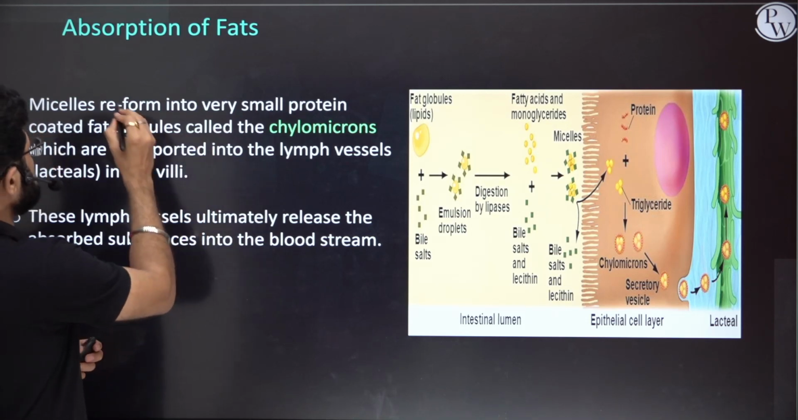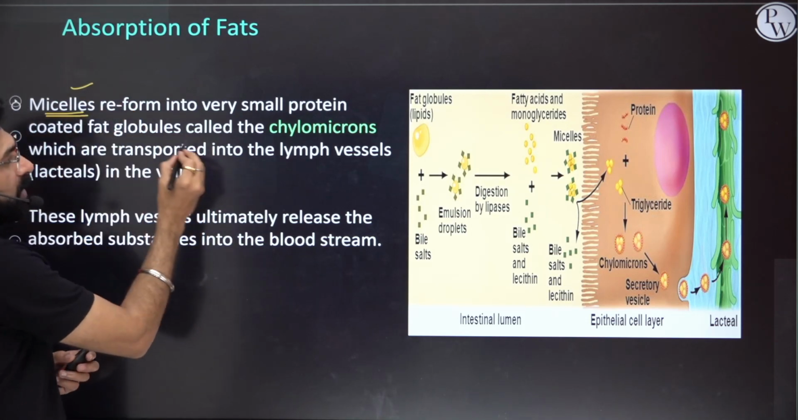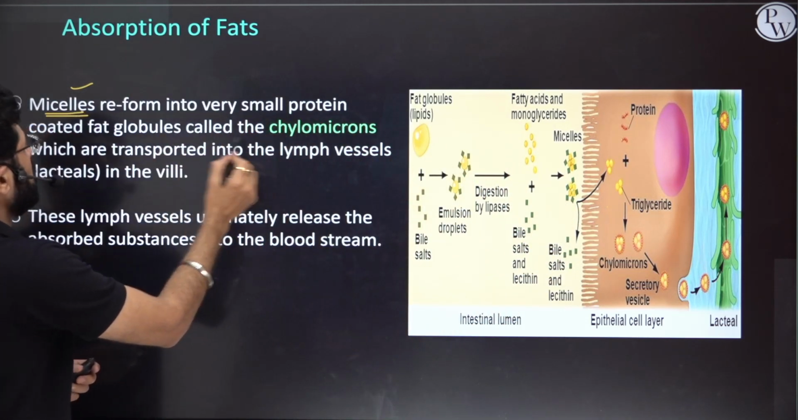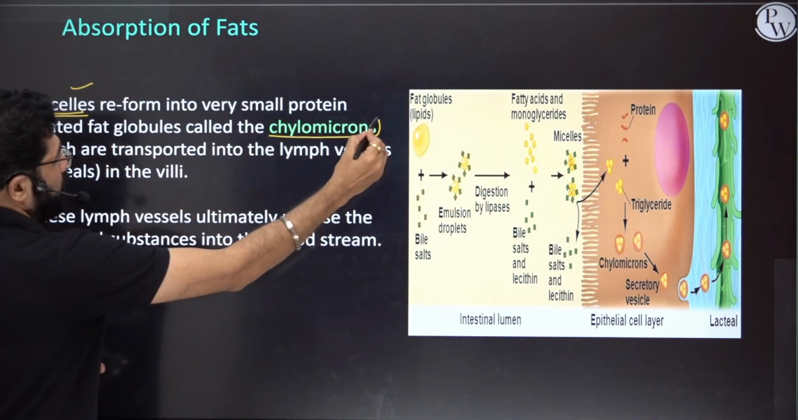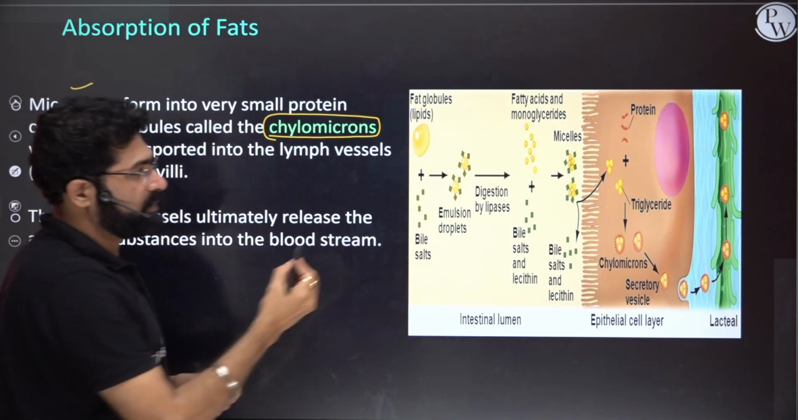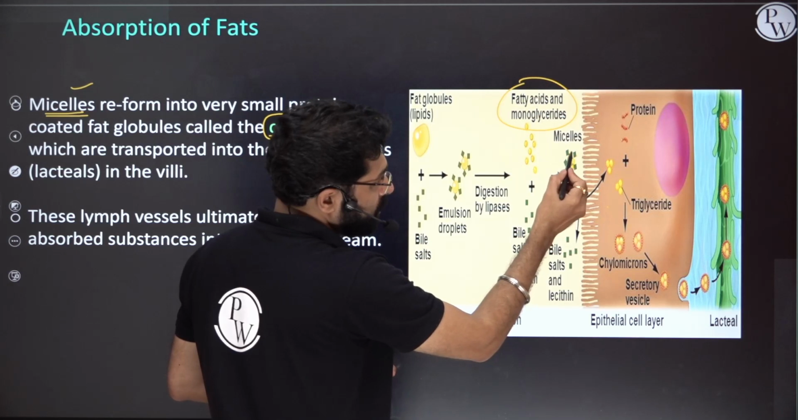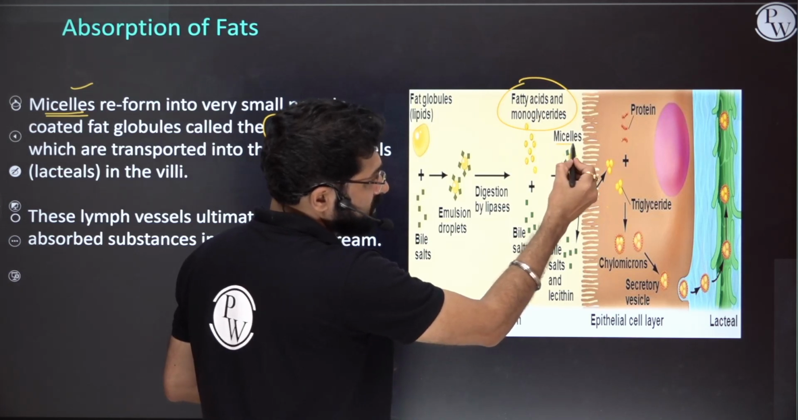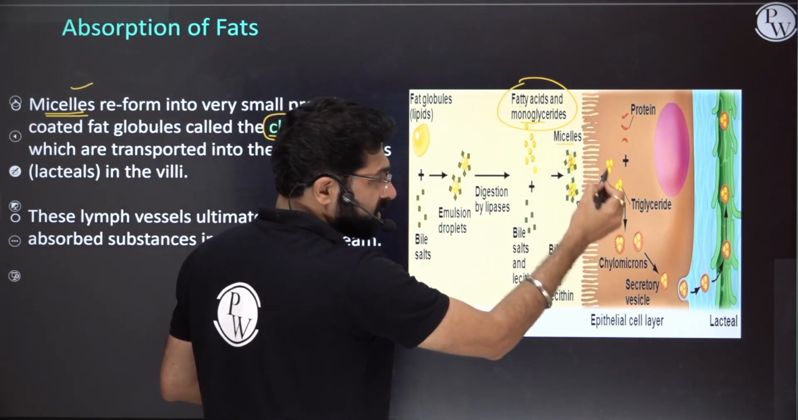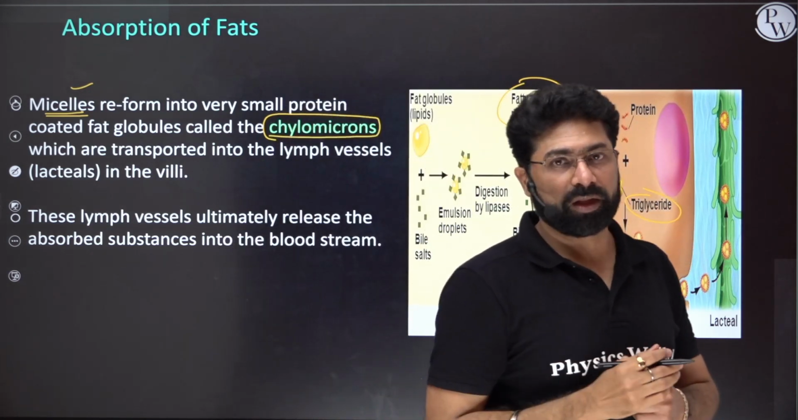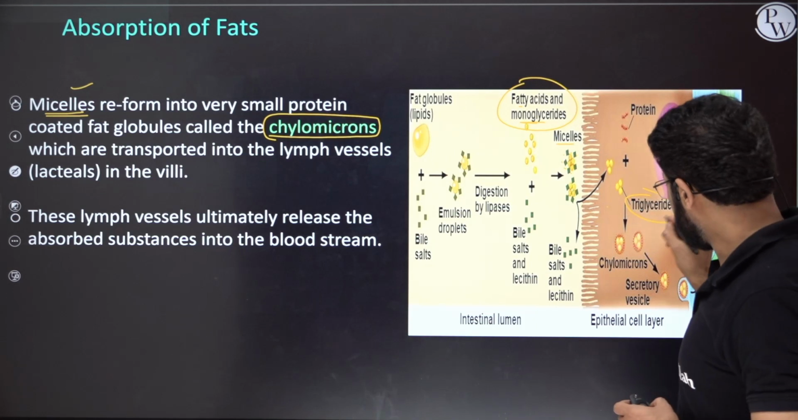Now these micelles, which are entering into the intestinal cell, they again reform the chylomicron. Here they were broken down. The fatty acids and monoglycerides were being covered by those bile salts, so they were called micelles. Again, these monoglycerides are going to form the triglycerides here. The Golgi apparatus will be involved in that. And again, they are forming the triglycerides.